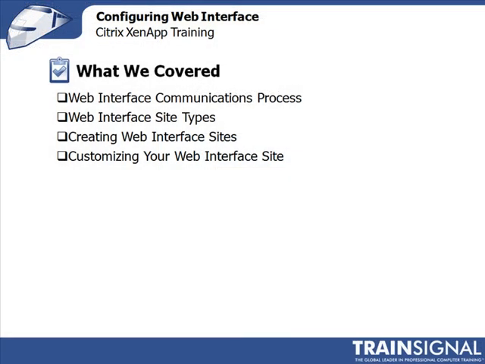All right, so let's go ahead and recap what we've learned. We started off by talking about how web interface communicates. What is the communication process? What is the flow of communication between an endpoint and web interface, and how web interface brokers that connection between the XML service and how it connects with Active Directory, how it talks to the Secure Ticket Authority service on the XenApp servers, and how it establishes a connection. So we went through and talked about that.